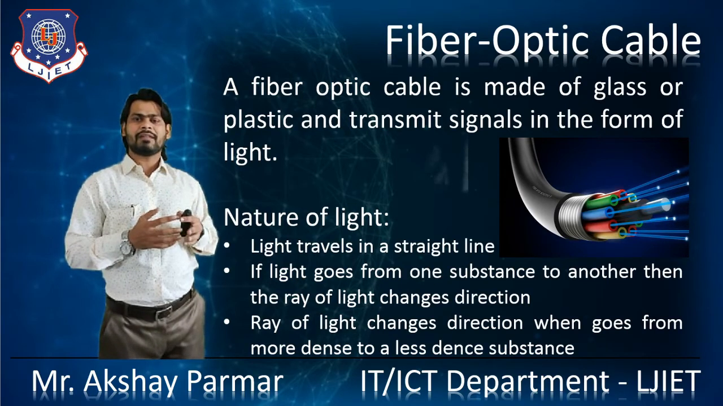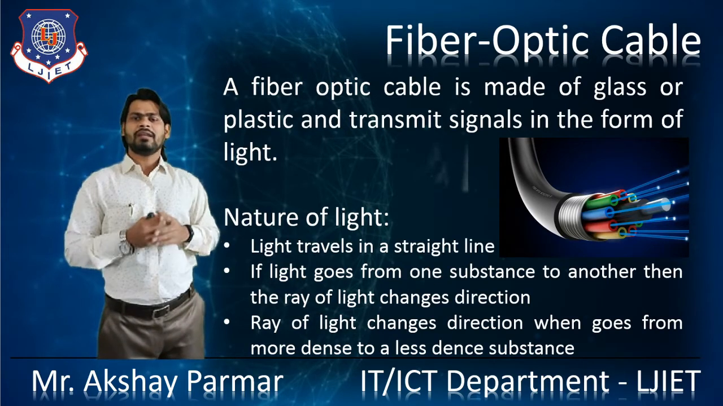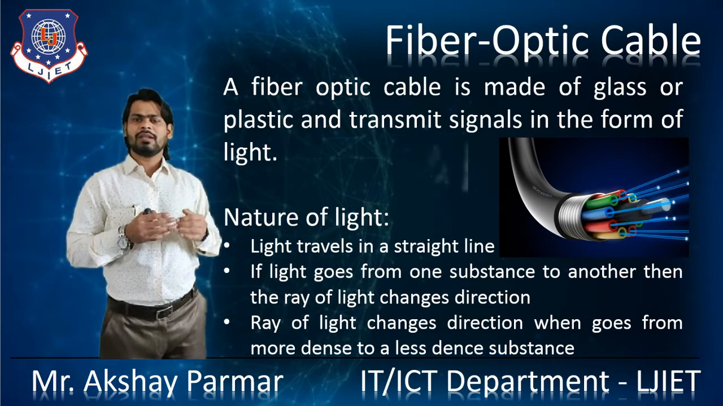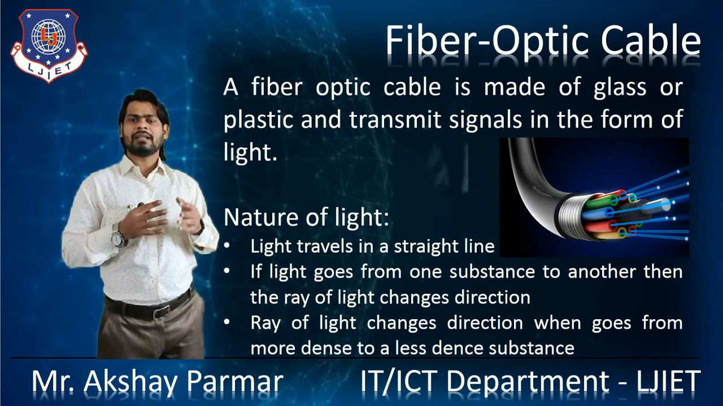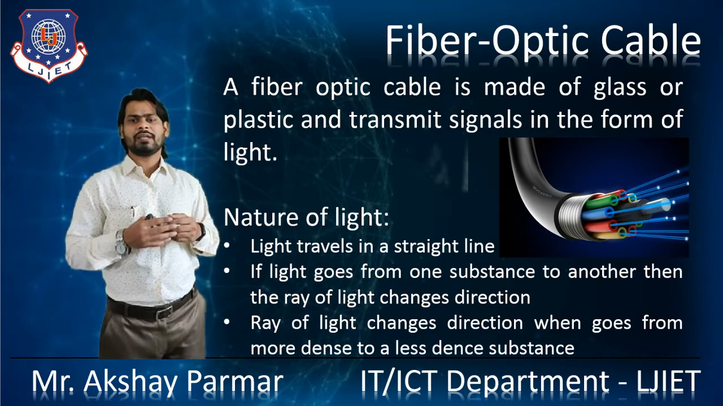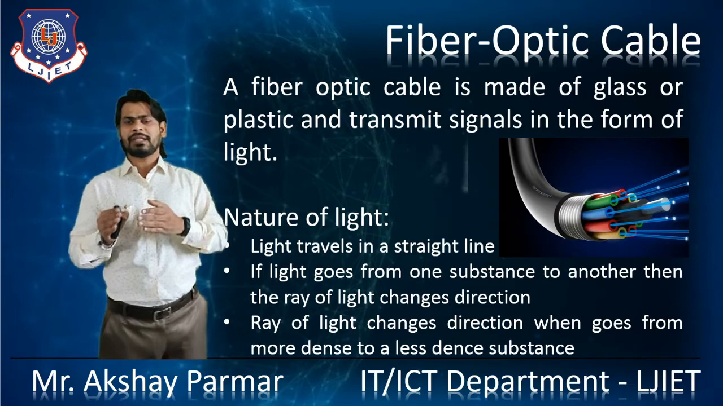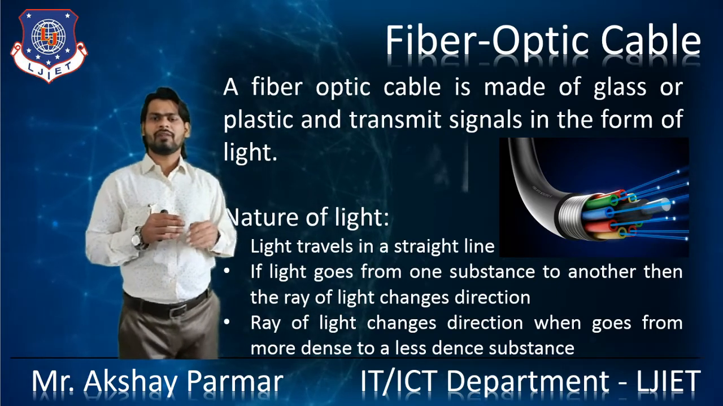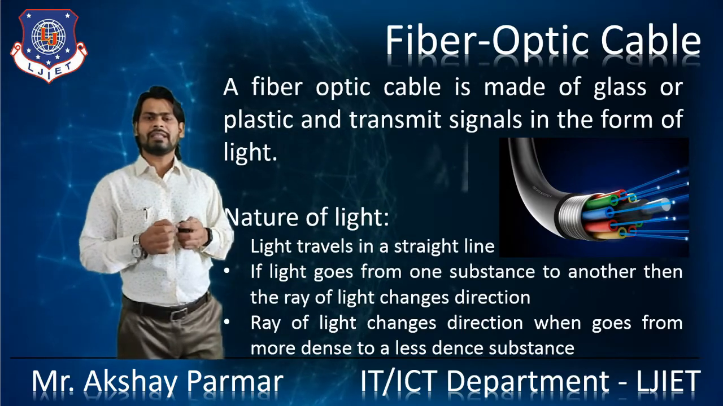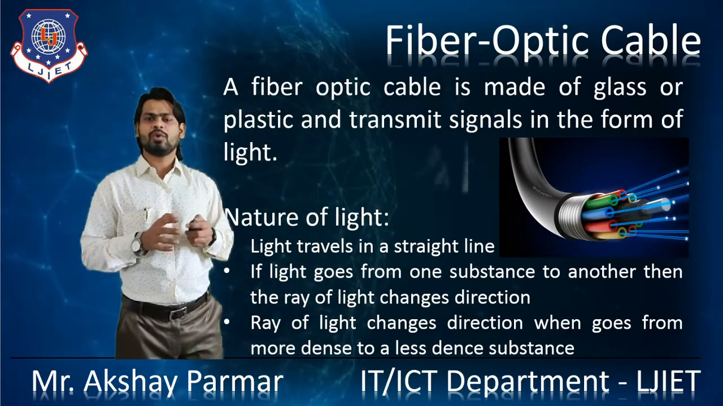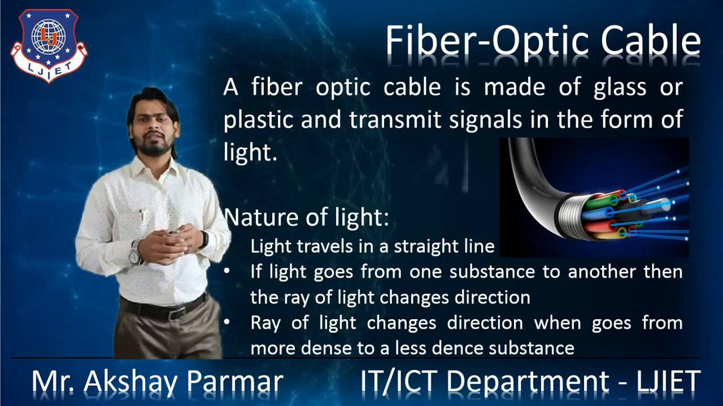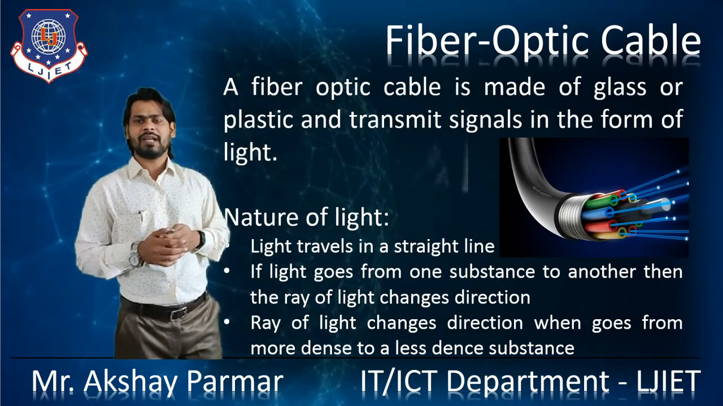Light travels in a straight line. If light goes from one substance to another, then the ray of light changes its direction, right? So if you are transferring the light from one substance to another, then the ray of light changes its direction. The ray of light changes direction when it goes from a more dense to a less dense substance, right? So this is the nature of light.